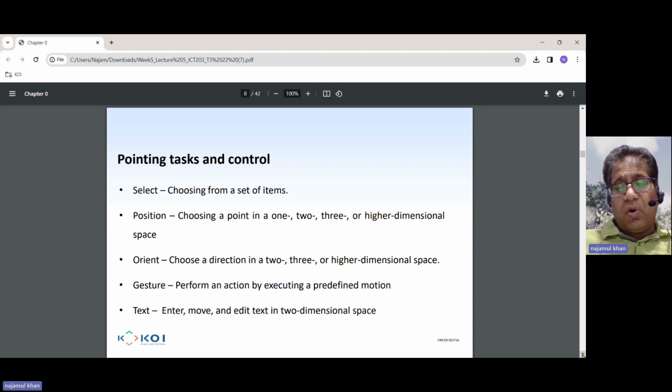Plus, we all are aware of text. You can enter, move, and edit text in dimensional space. So there are different ways in which it can be done, and it's a really good one as well. So it's just one way of showing you here.